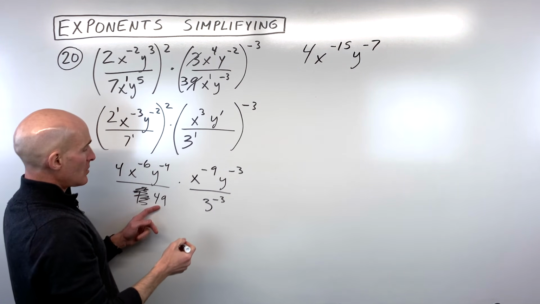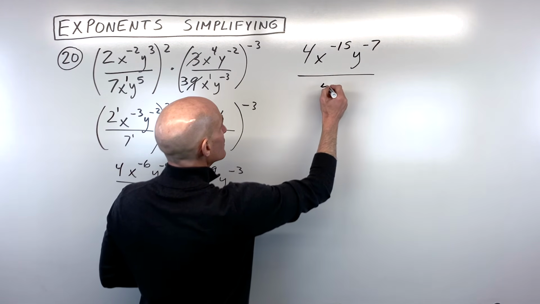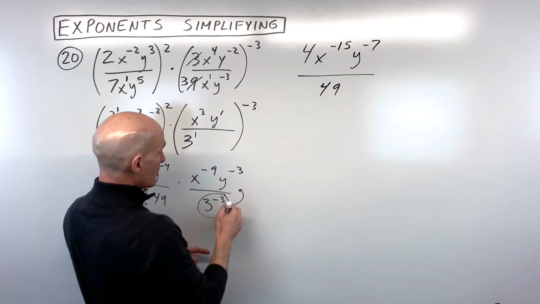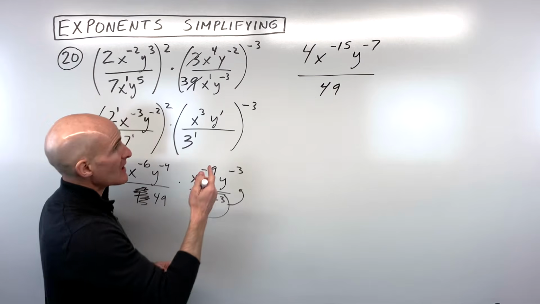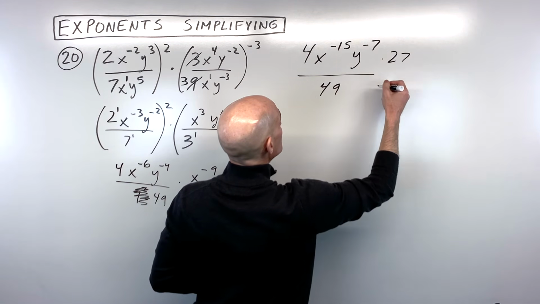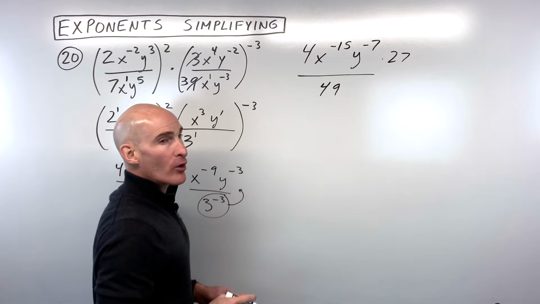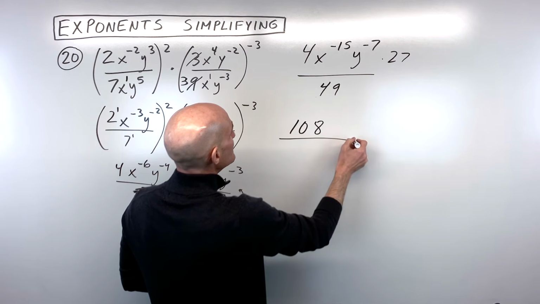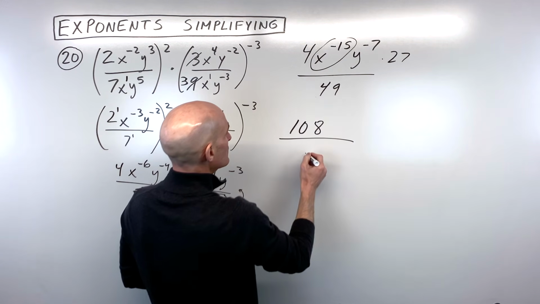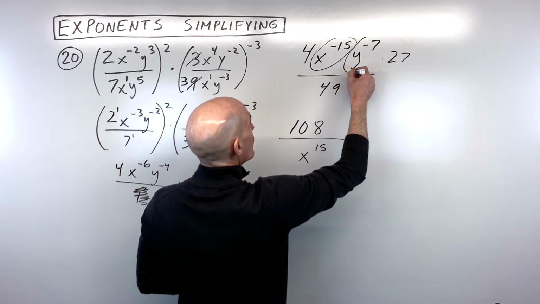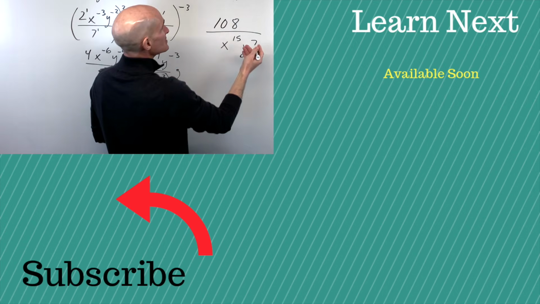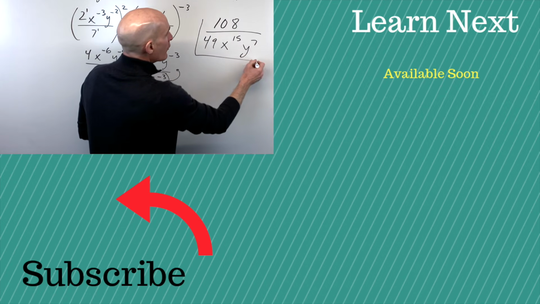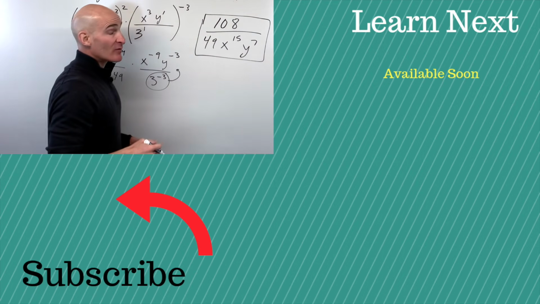And then over here, the 49 I'm going to leave in the denominator. But the 3 to the negative 3rd, because that's a negative exponent, I'm going to move it up here. 3 cubed is 3 times 3 times 3, that's 27. So I'm going to move the 27 up here to the numerator. 27 times 4 is 108. And I'm going to move the x to the negative 15 down to the denominator because of that negative exponent. Same thing with the y to the negative 7th. I'm going to move that to the other side of the fraction because that negative exponent, we take the reciprocal. The 49 is still down here. Looks like we have all positive exponents, and we've simplified it as much as we can.